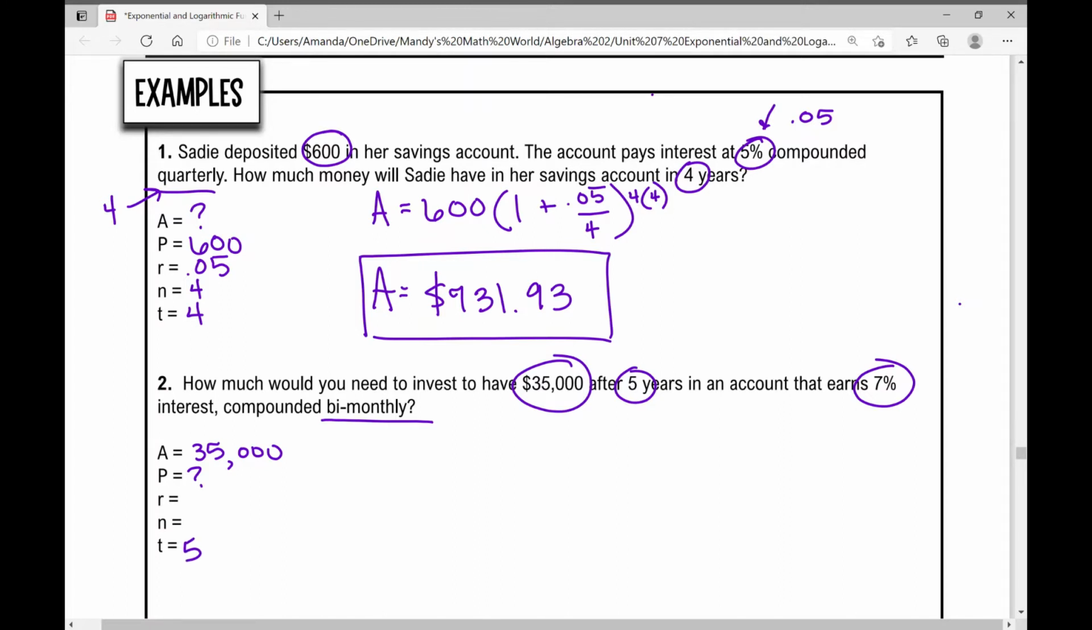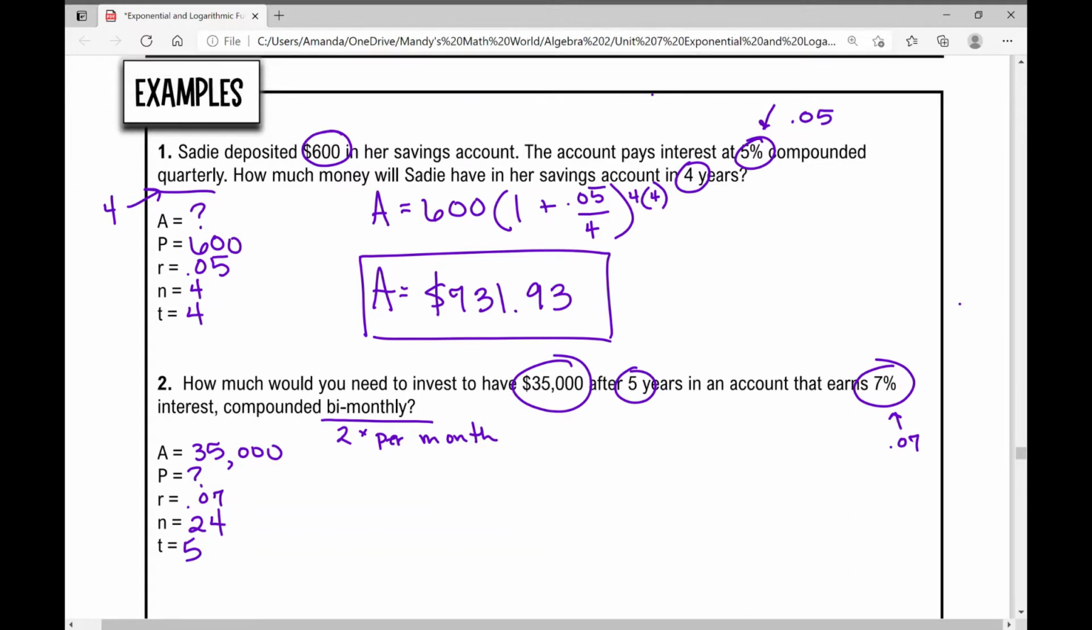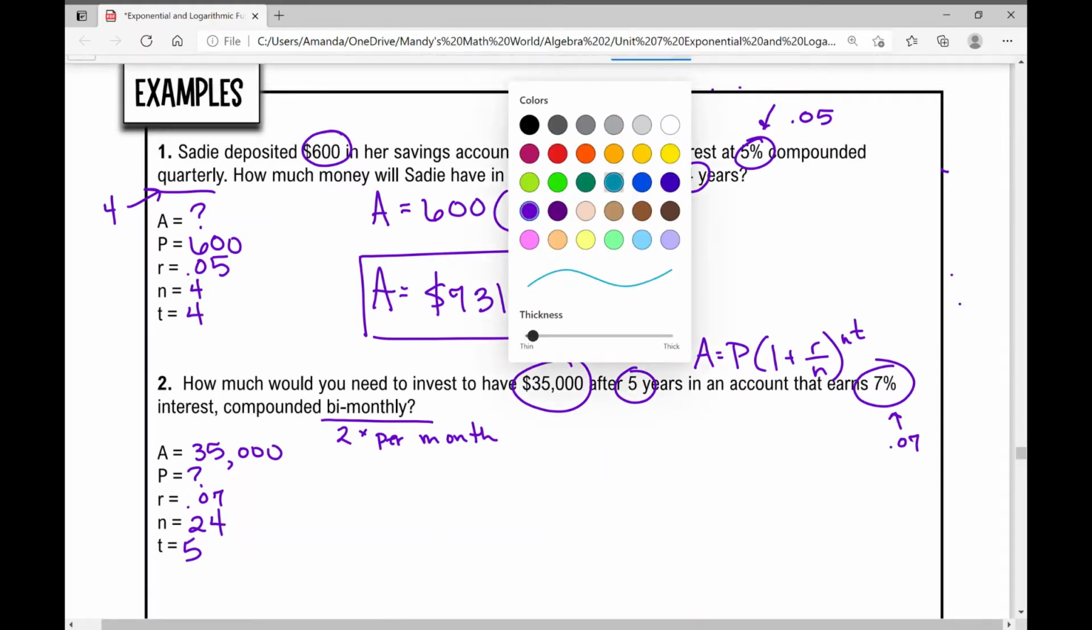It's an account that earns 7% interest. What is this as a decimal? 0.07. And then if it's compounded bi-monthly, that's twice per month, 2 times per month. And since there's 12 months in a year, that's going to be 24 times in a year. So now let's plug all of this into our formula. So remember that formula, I'm going to write it right up here. A equals P times 1 plus the rate over N raised to the power of N times T. So let's just make sure that we can plug it into our formula correctly, and then I'll show you how you can plug it into your calculator.